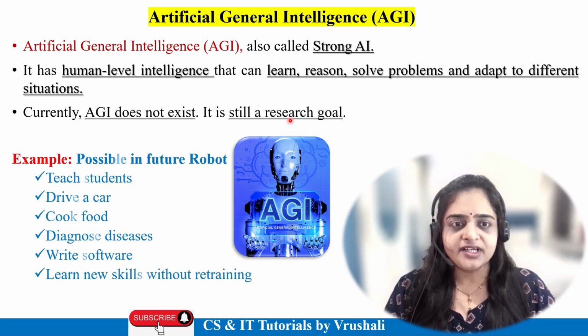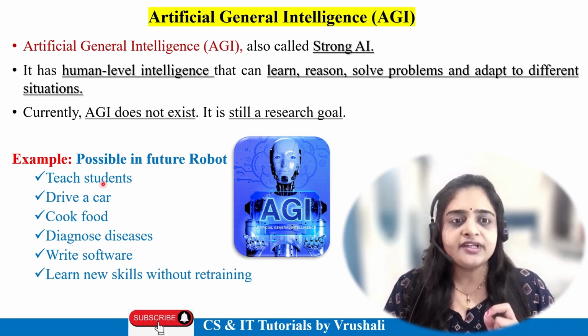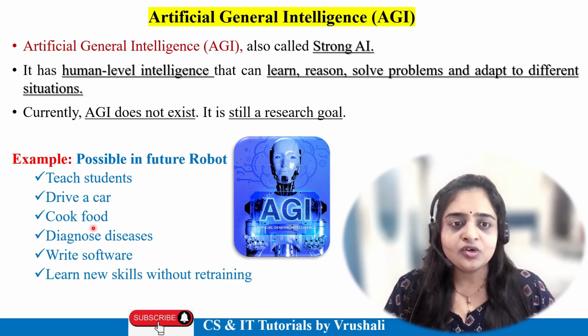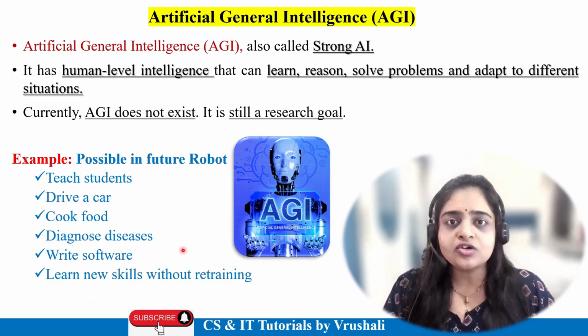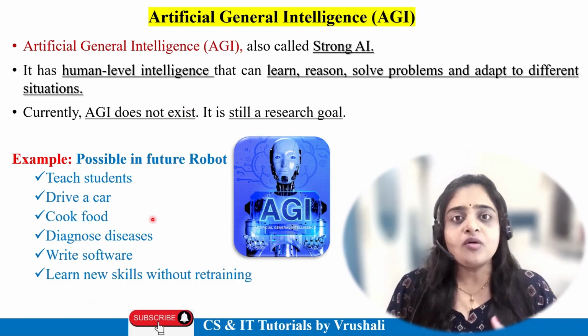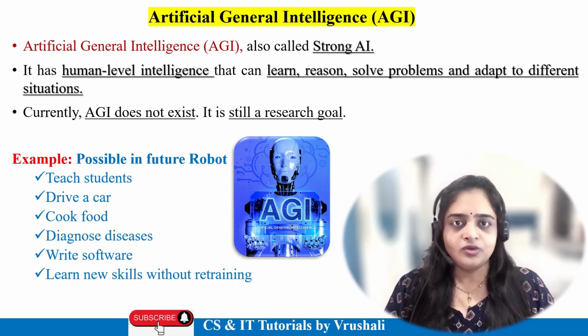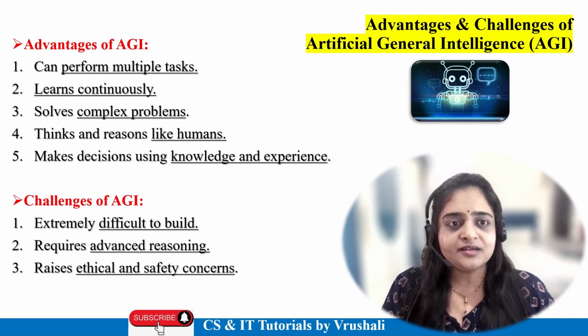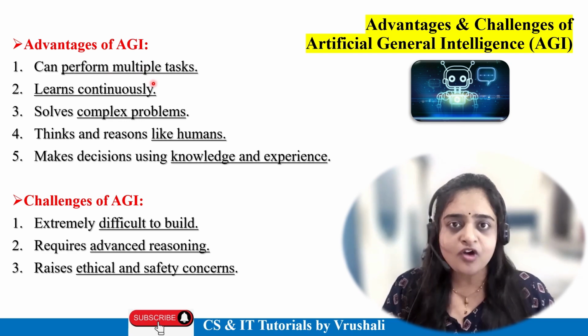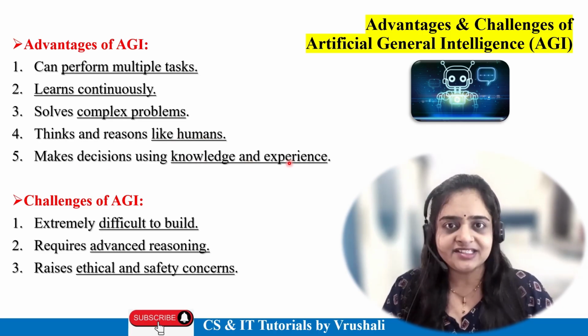Let's understand with an example. In the future, there may be a robot, and the robot can teach a student, drive a car, cook food, diagnose a disease, write software, and also learn new skills without retraining. So this is called general intelligence. They perform multiple tasks like a human, but currently it is still a research goal. Now, these are some advantages of AGI: they can perform multiple tasks, learn continuously, solve complex problems, think like a human and make decisions as per their knowledge and experience, right?